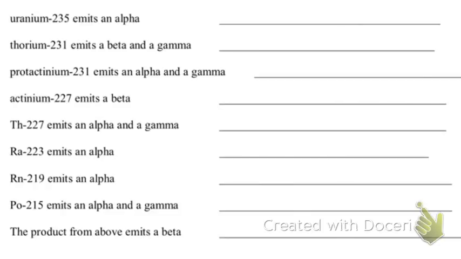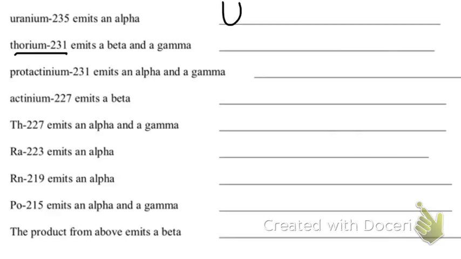Alright, we're going to work through some of these alpha, beta, and gamma decay problems. The interesting thing about this worksheet is that whatever answer you start with on the previous problem will be your answer over here, and that's a way to check your work. So, here we go. We'll start with uranium-235.